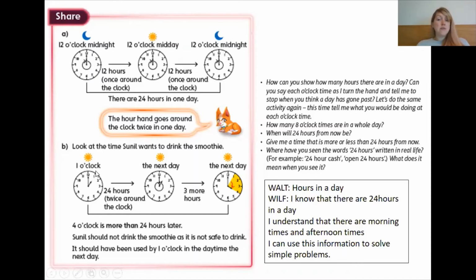So if you look at the time that Sunil wants to drink the smoothie, 1 o'clock, and he has to drink it within 24 hours. So if he starts at 1 o'clock, he has 24 hours. So he has until 1 o'clock the next day. However, it's currently 4 o'clock when he wants to drink it. So that is 3 hours later than he would be allowed to. So Sunil shouldn't drink the smoothie because it wouldn't be safe. It should have been used by 1 o'clock in the daytime that day.